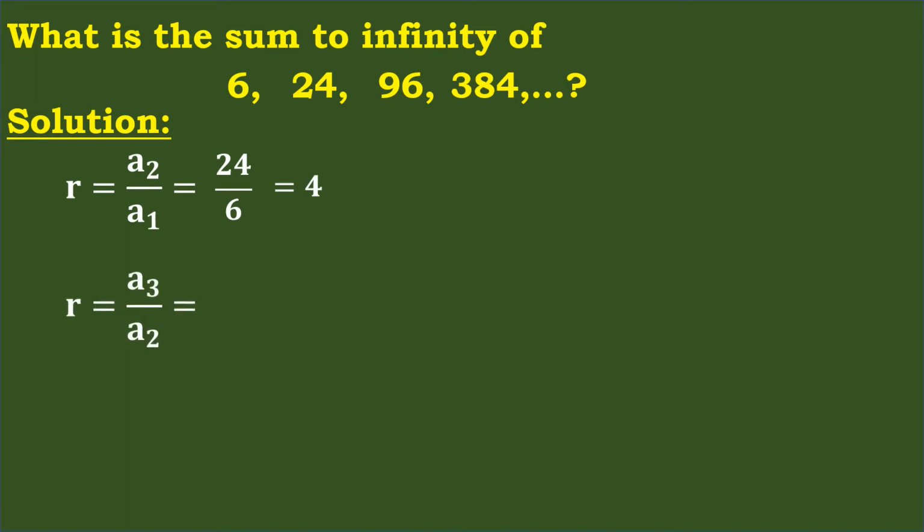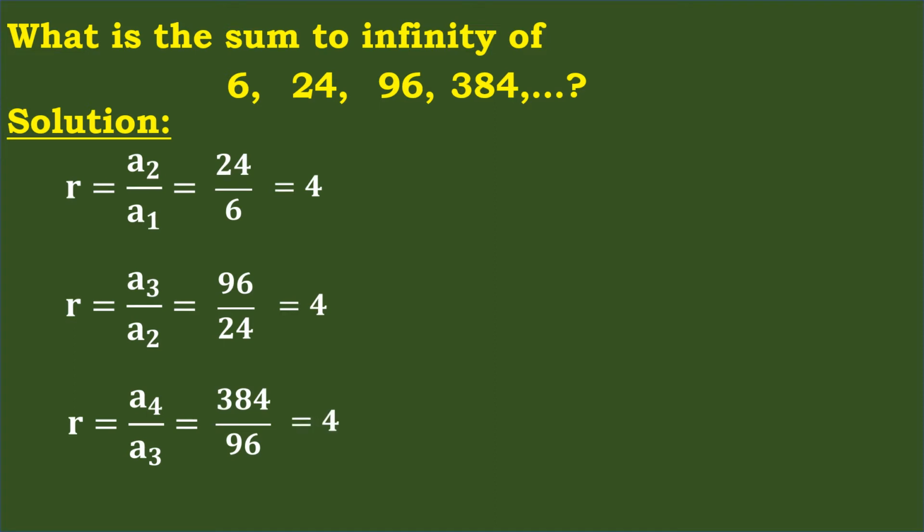Next, let us get the common ratio of the third term to the second term. So we have 96 divided by 24 equals 4. Get the common ratio of the fourth term by the third term. So 384 divided by 96 is 4. Therefore, the common ratio is 4.